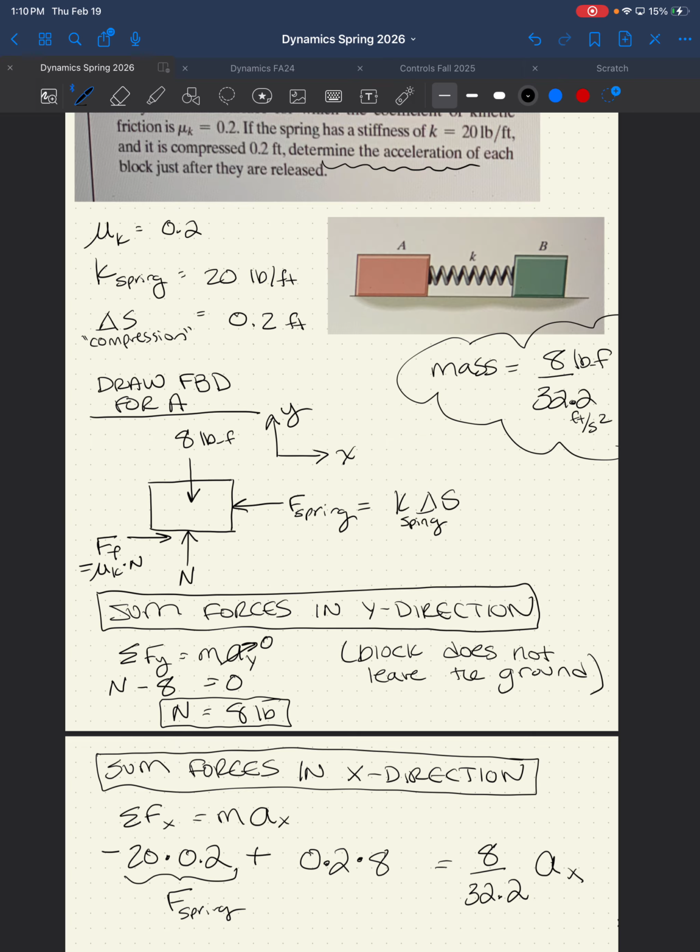Okay, so we found the acceleration for the first block. I believe the problem still wants the other block. So now, what do you think is our first step to do that? Draw a free body diagram.